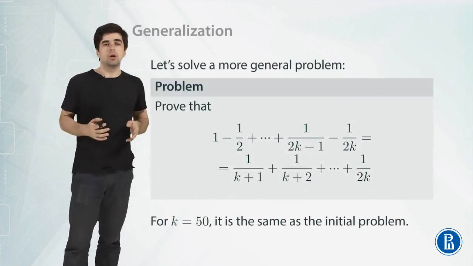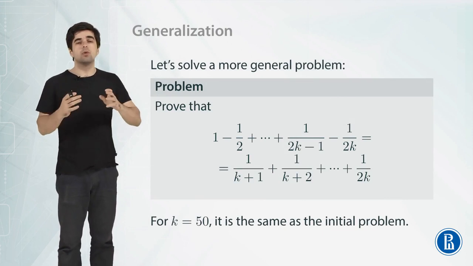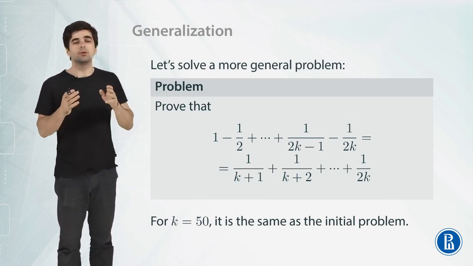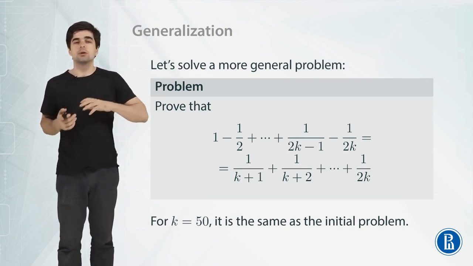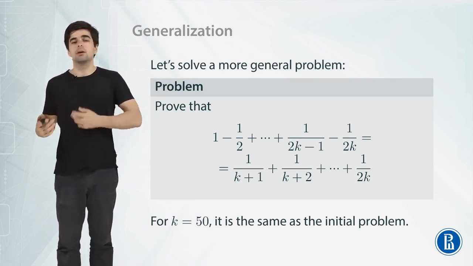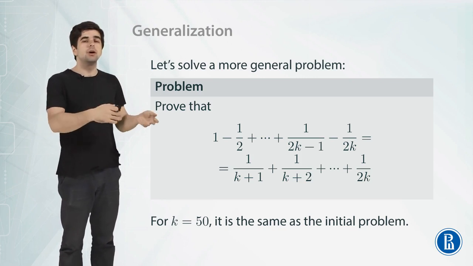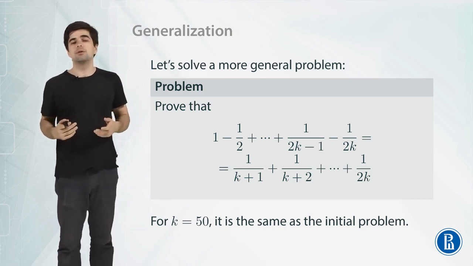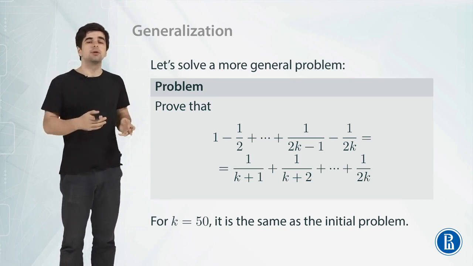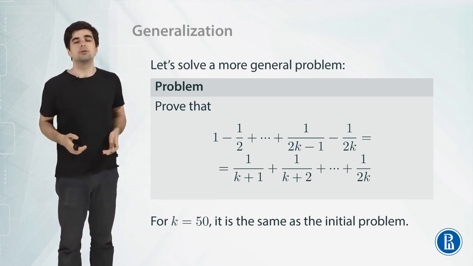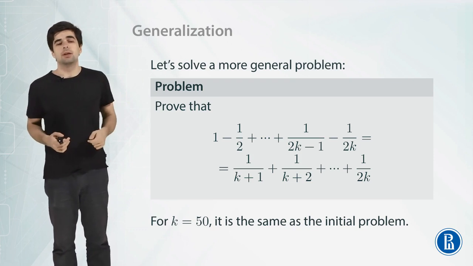So instead of solving this initial problem, let's solve a more general problem actually. We're going to prove that the alternating sum 1 minus 1 over 2 plus 1 over 3 minus 1 over 4 and up to 1 over 2k minus 1 minus 1 over 2k for some integer k is always equal to 1 over k plus 1 plus 1 over k plus 2 and up to 1 over 2k.